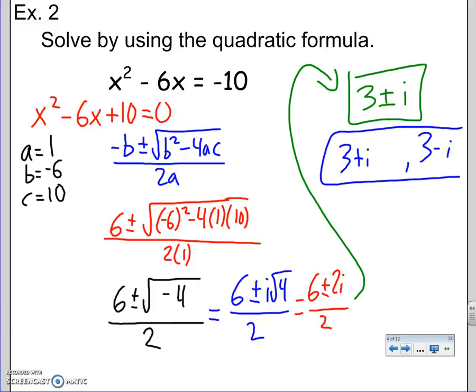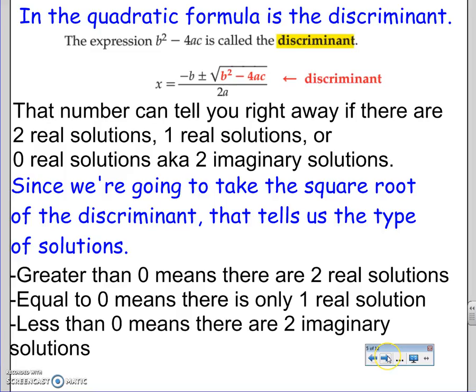That's fine. But the plus or minus means there's two cases anyways. So this one has imaginary solutions. That's fine. Imaginary roots, imaginary x-intercepts. Alright, in the quadratic formula is something called the discriminant. The expression b squared minus 4ac. That thing inside the square root is the discriminant.